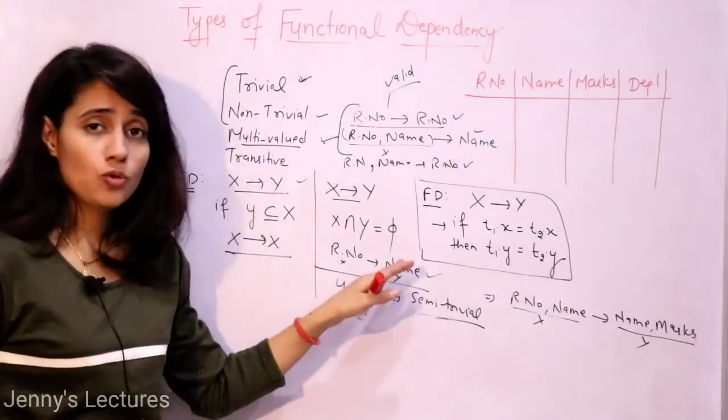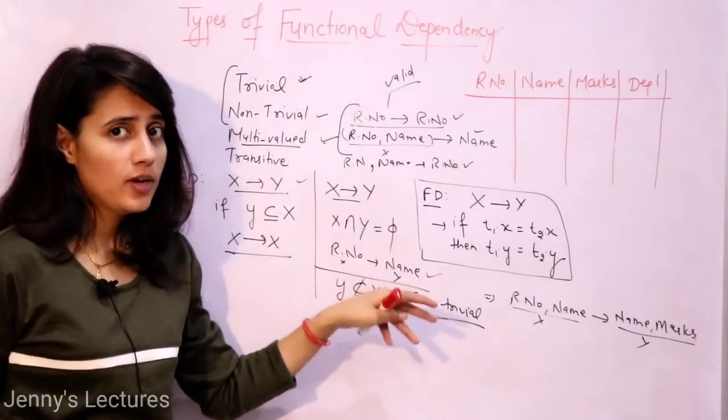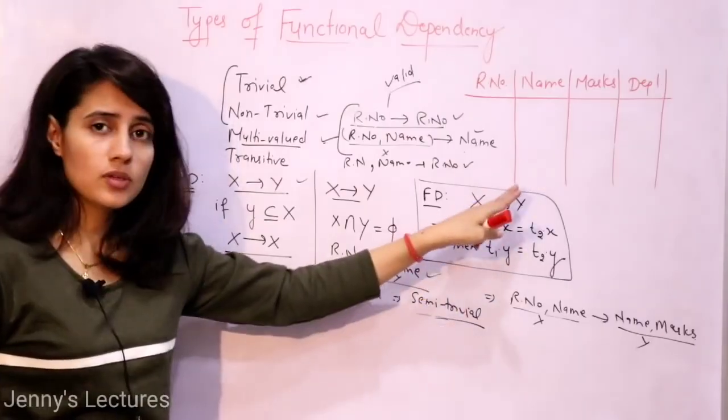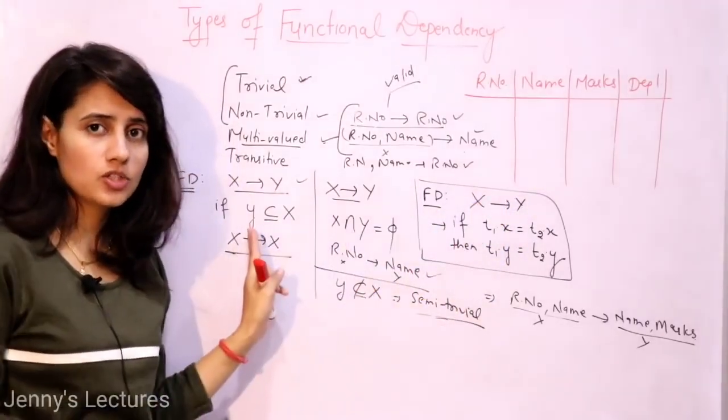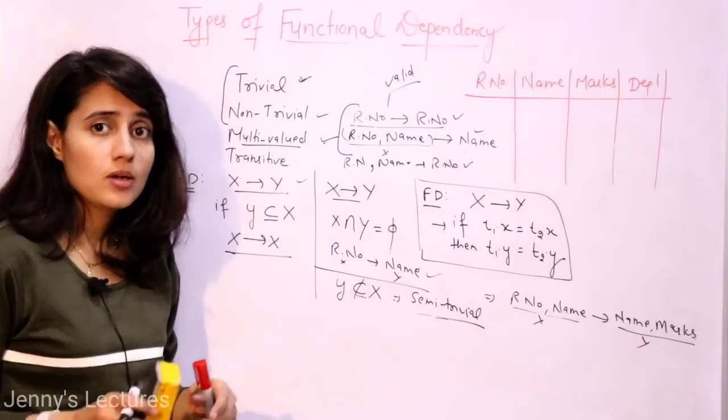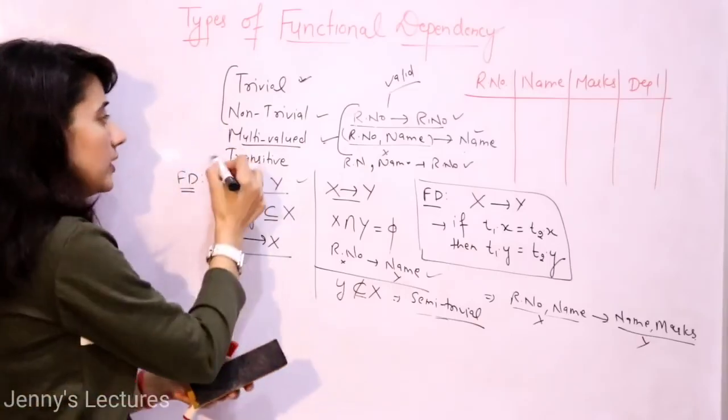So this non-trivial type of functional dependency may be valid, may not be valid. You need to check the table to confirm this, and trivial functional dependencies are always valid, right? So these two we will discuss later.